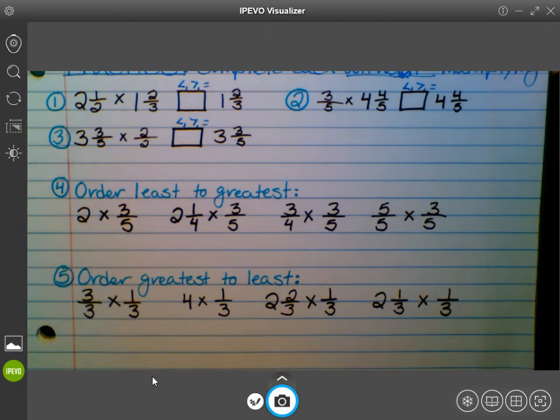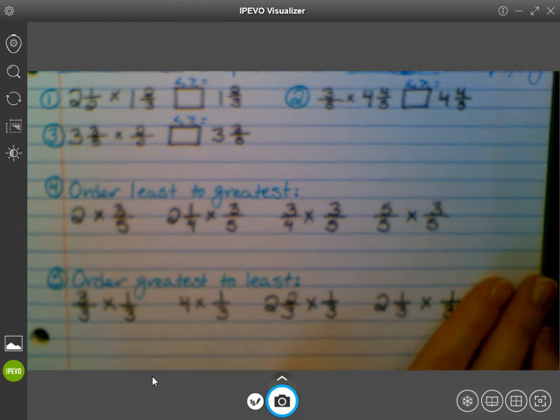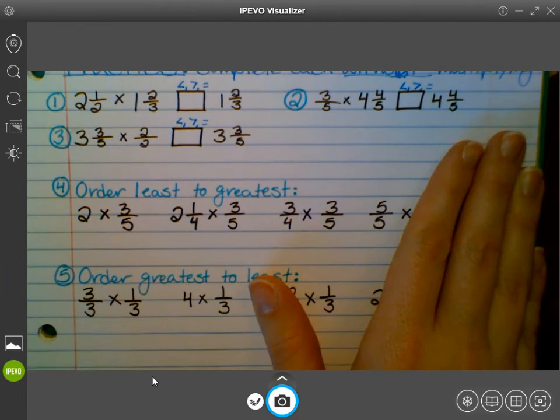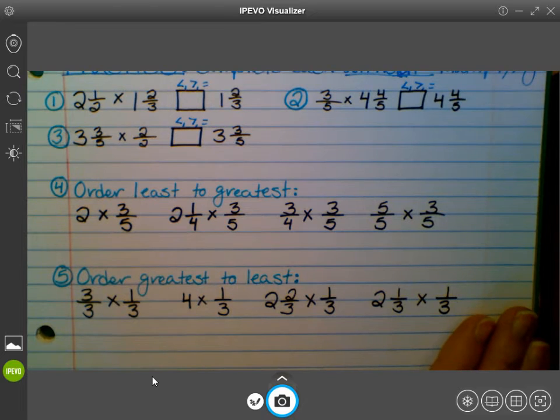Give me a thumbs up when you have them written down. Thank you, Will. Put my hand back in there so it's nice and bright. Okay, a little better.